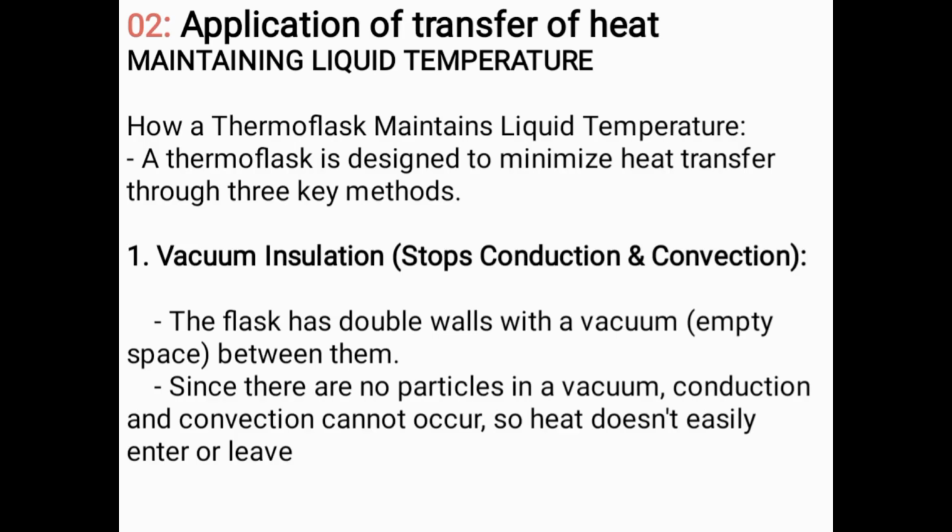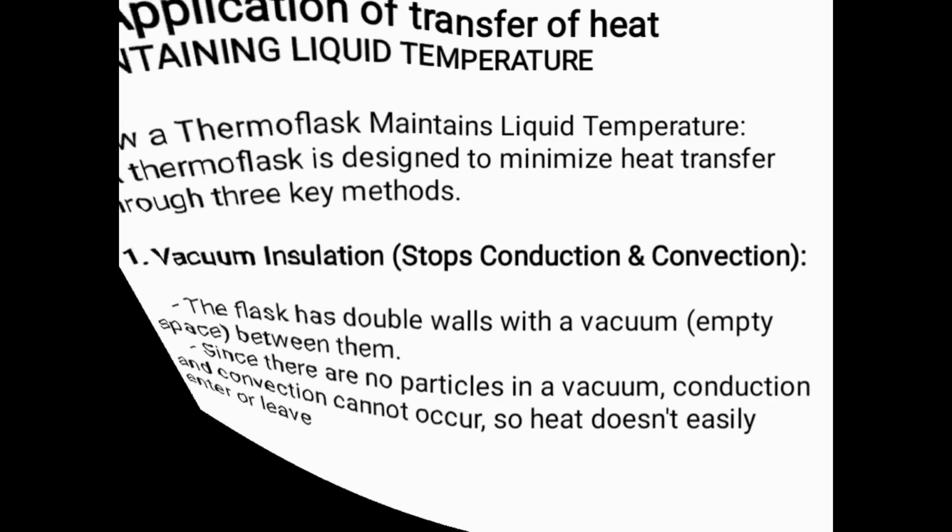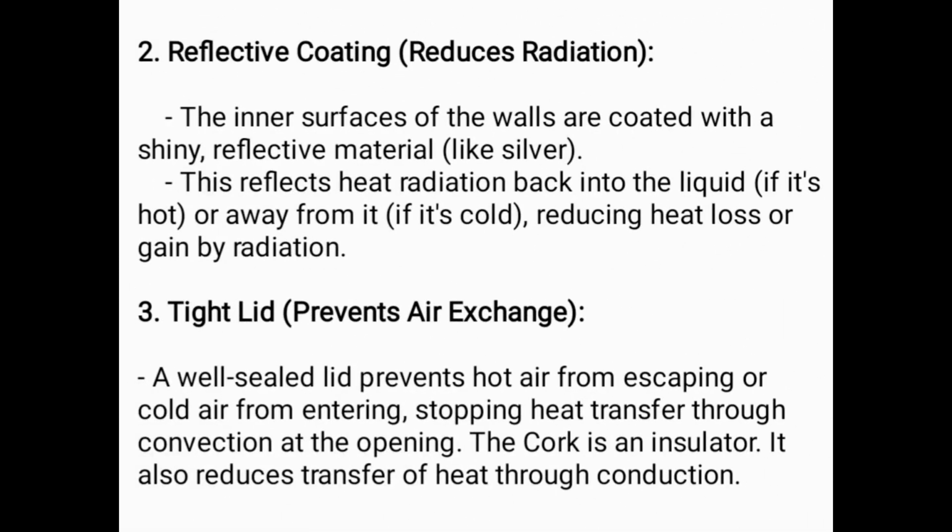2. Reflective coating reduces radiation. The inner surfaces of the walls are coated with a shiny, reflective material, like silver. This reflects heat radiation back into the liquid, if it's hot, or away from it, if it's cold, reducing heat loss or gain by radiation.